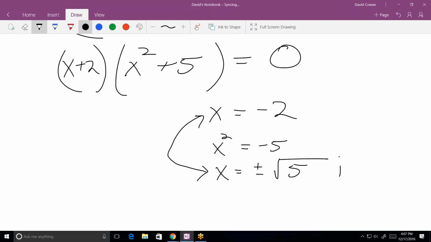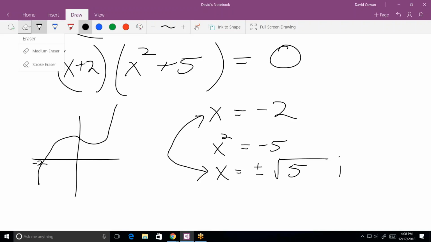Now, in point of fact, if I were to graph this, it's only going to cross the x-axis in one place. So there's only one real zero, and that's -2. Imaginary zeros do not cross the x-axis. In other words, this thing might look something like this, where it crosses at -2, but nowhere else. There are three zeros. Just remember that imaginary solutions do not cross the x-axis. They are solutions, but they don't cross the x-axis.